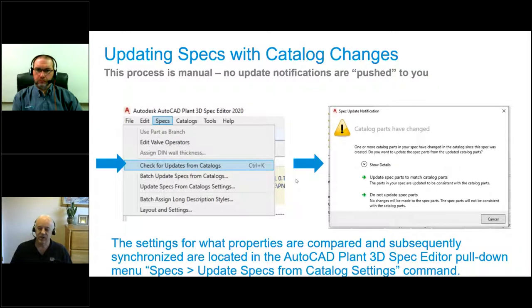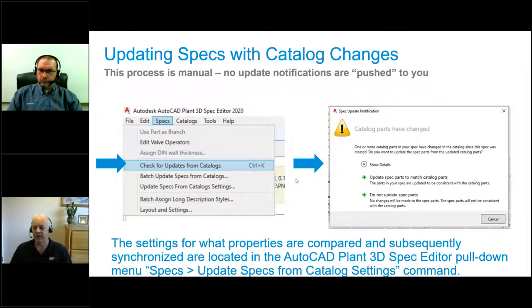There's no notifications. So when you're editing specs, it doesn't tell you that you have updates from the catalog. You have to know that. So typically the role of catalog builder, catalog modifier, it's the same person or group of people that are also updating specs. So communication is assumed between those two groups. The software doesn't do that communication for you.